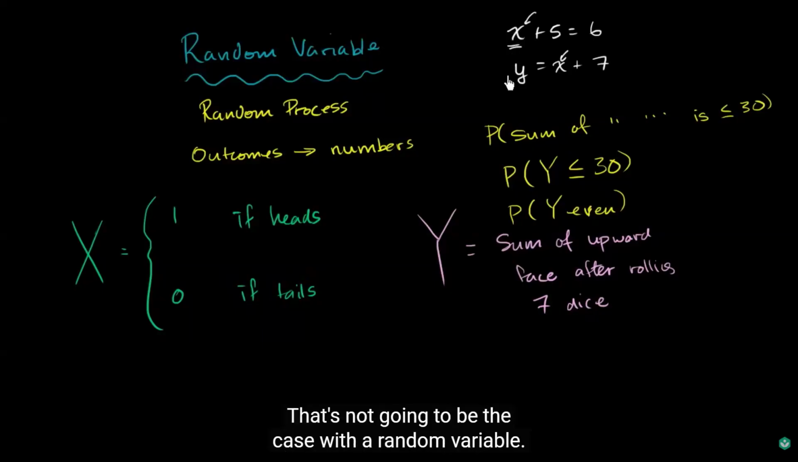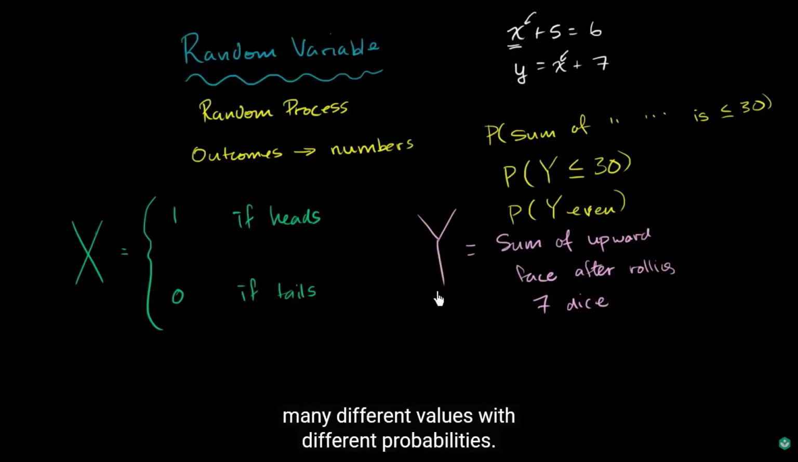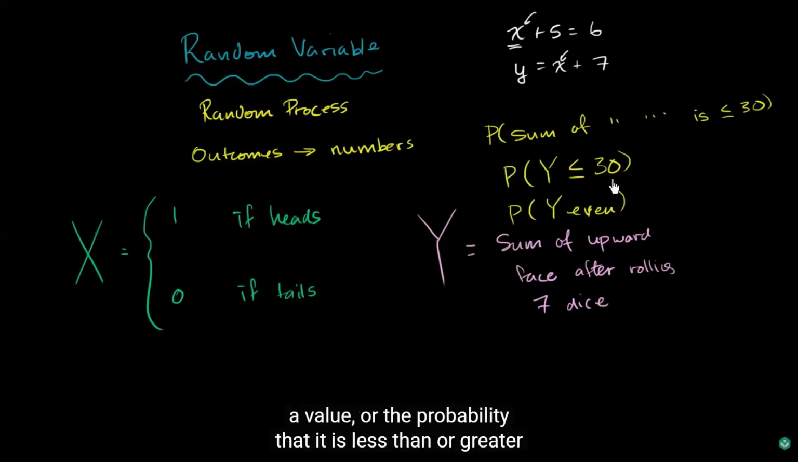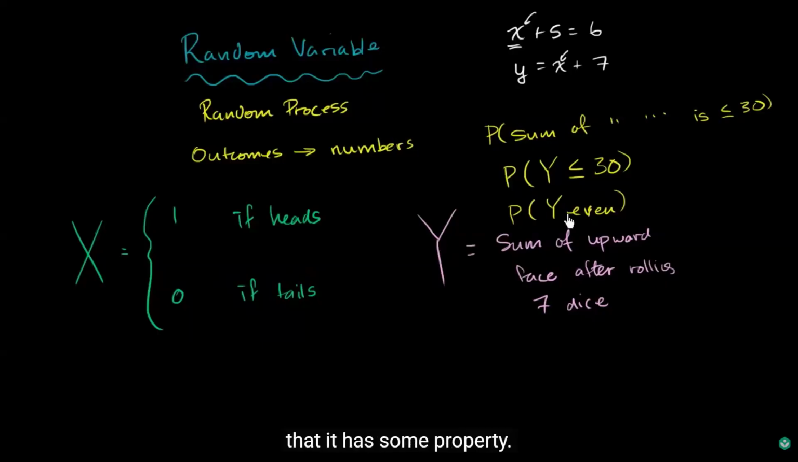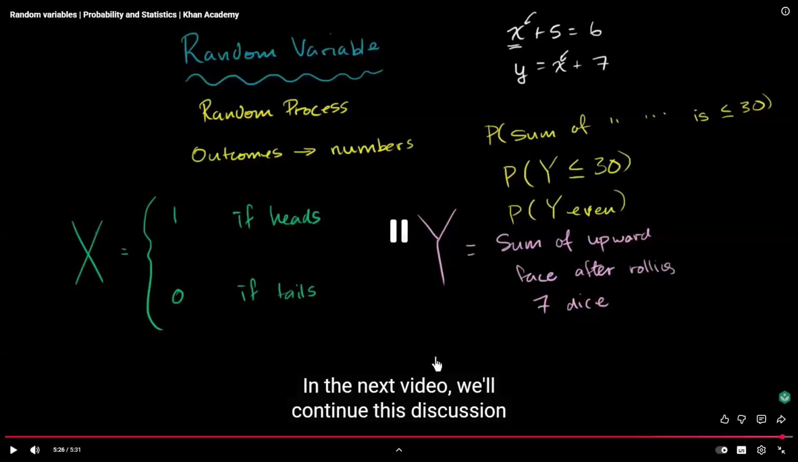That's not going to be the case with a random variable. A random variable can take on many, many different values with different probabilities, and it makes much more sense to talk about the probability of a random variable equaling a value, or the probability that it is less than or greater than something, or the probability that it has some property. And you see that in either of these cases. In the next video, we'll continue this discussion.